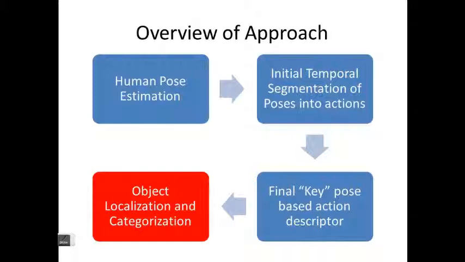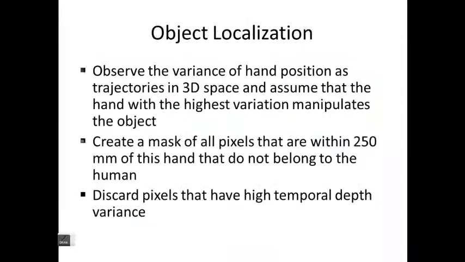So finally, how can we do object localization and categorization given all of this action information? Object localization was performed as follows. The authors looked at the variance of hand position across the various frames of the video in 3D space, and then they assumed that the hand which has the highest variation across the video manipulates the object. With this assumption, they create a mask of all the pixels that are within 250 millimeters of this hand and do not belong to the human.